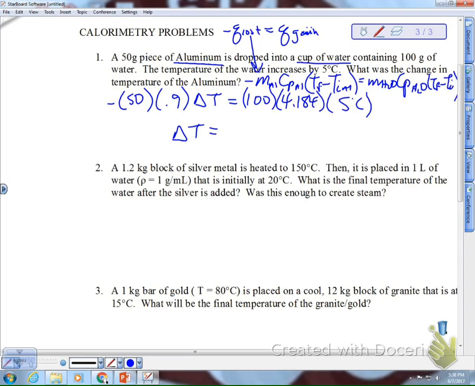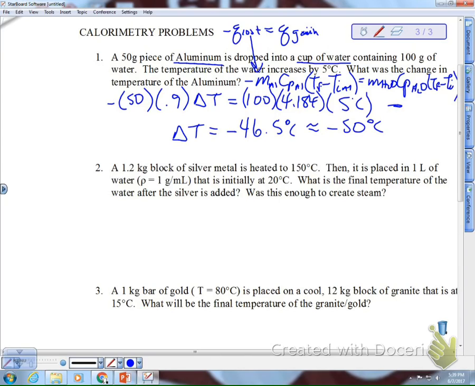We just simplify this side over here and then divide by negative 50 times 0.9. Delta T comes out to be, in this case, negative 46.5 degrees Celsius, which you could round to negative 50 if you want with sig figs. Same deal with sig figs on these problems. I didn't really do a good job designing these problems.